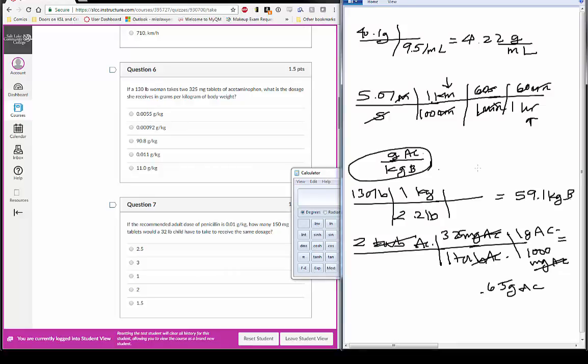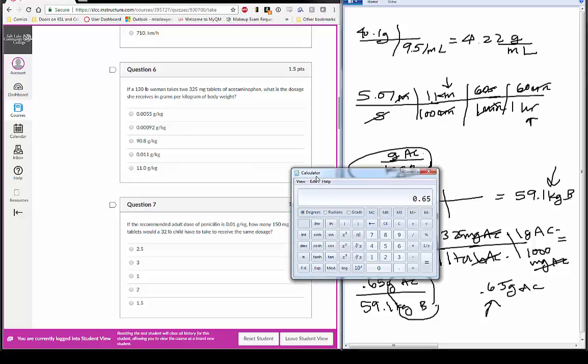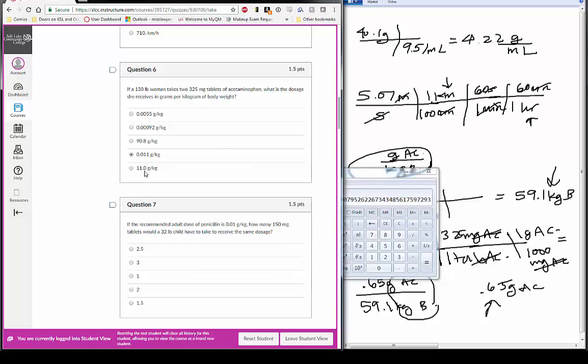Now, if they want grams over kilograms, and I found kilograms of my body and grams of my acetaminophen, then 0.65 grams of acetaminophen divided by 59.1 kilograms of my body will give me my answer in the units I asked for. And I get 0.0109. Looks like that.